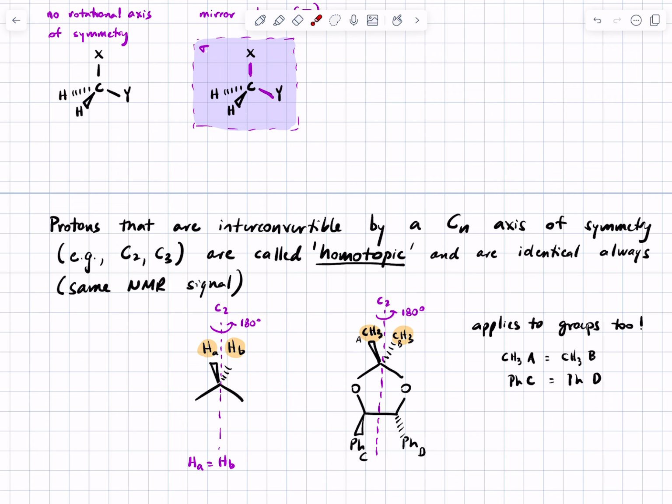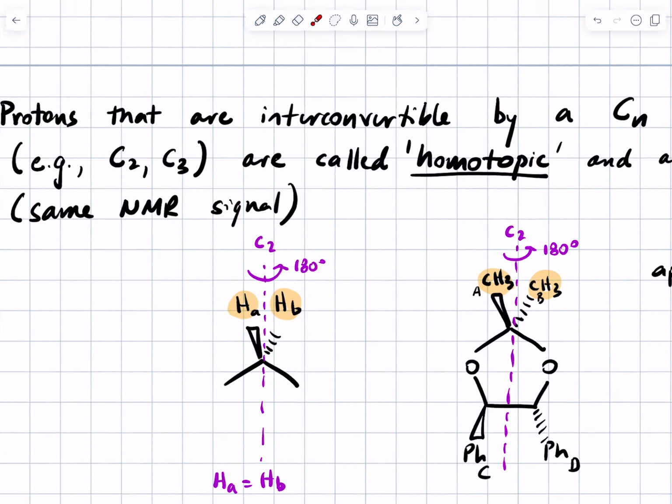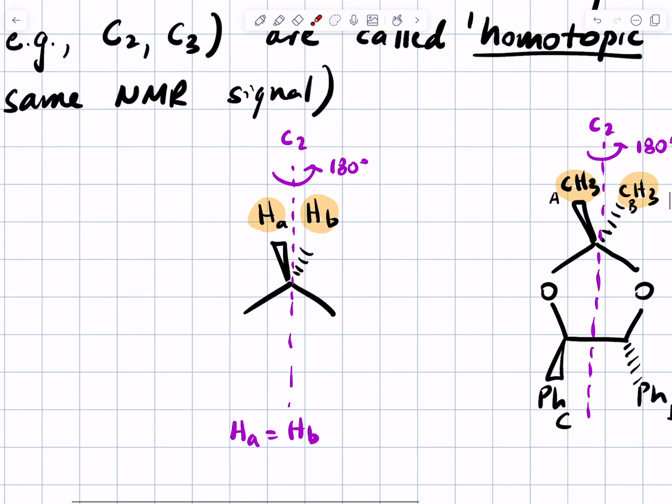Protons that are interconvertible by a rotational axis of symmetry are always identical. They are called homotopic for same shape. They are always identical. They always have the same NMR signal. So here are some examples. These 2 protons, HA and HB, in propane have a C2 rotational axis of symmetry, so they are homotopic. They are always, always identical, and they will always show a single NMR signal.